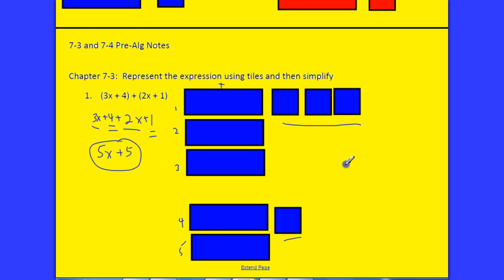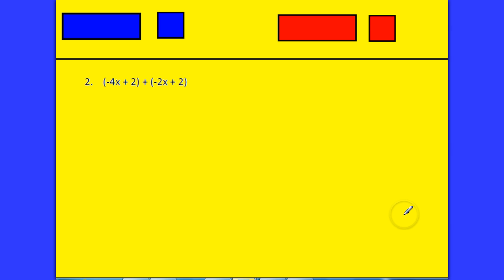Well, that worked out nice. Like I said, it's almost like the parentheses weren't there. Let's look and see if that happens on the next question here. All right, the next question says negative 4x plus 2. Okay, so let's set that up with algebra tiles.